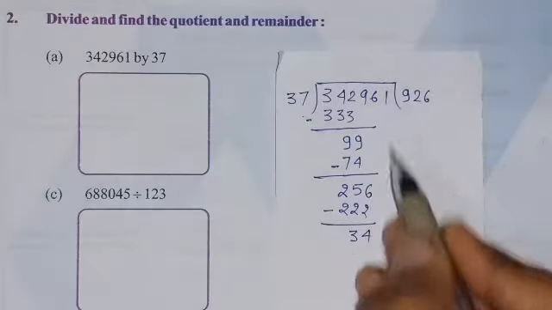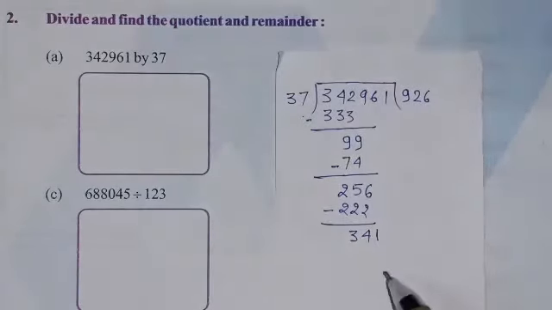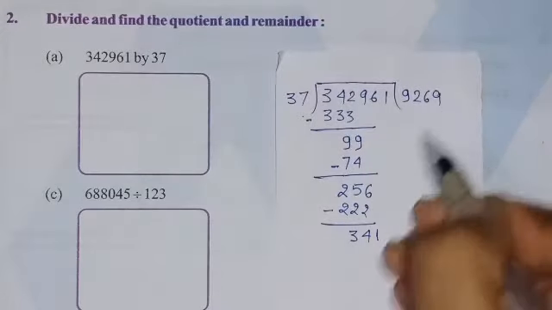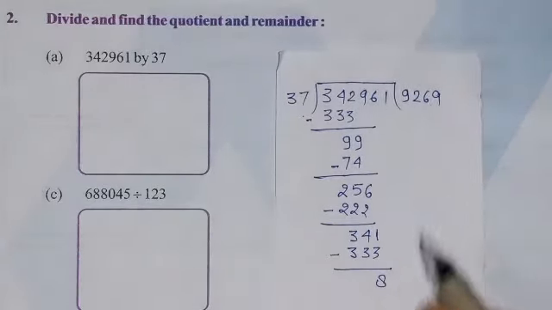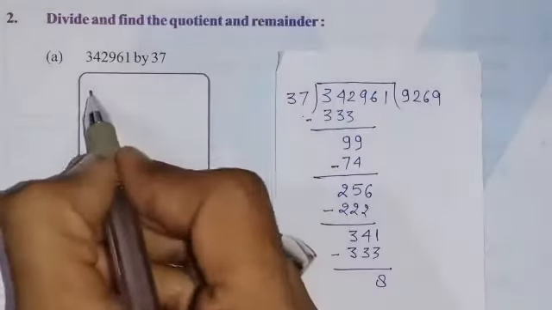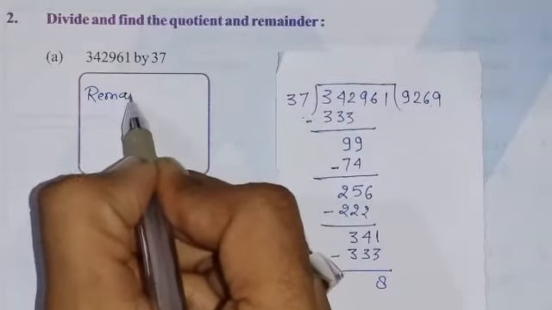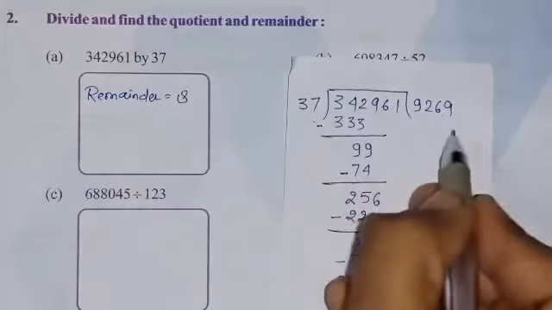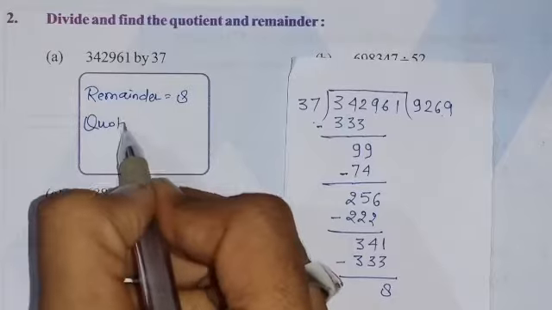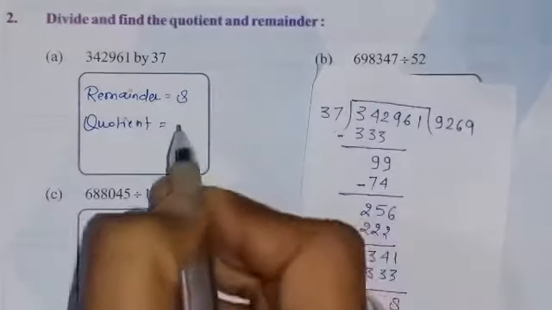Now write down the next digit, 1. Now divide by 37, it will divide 9 times and you will get 333. On subtracting, you will get 8. Okay students, the division is completed. This is the quotient and this one is the remainder. So we have to write these two answers here in this box. Remainder is 8 and quotient is 9269.